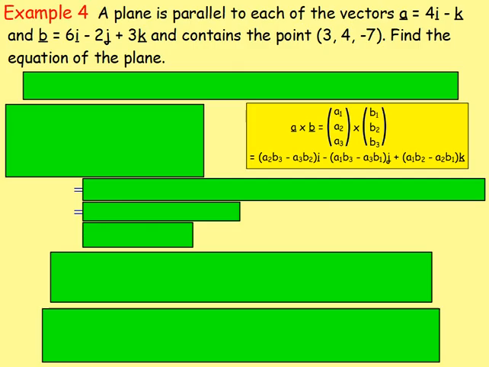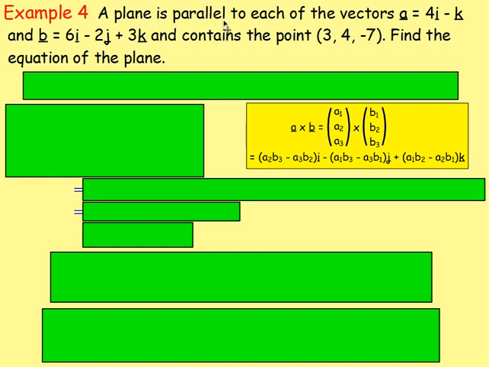Example 4, a plane is parallel to each of the vectors A, which can be written as 4i take away k, and B, which equals 6i take away 2j plus 3k, and the plane contains the point 3, 4, negative 7. Find the equation of the plane. So, how do we go about doing this?